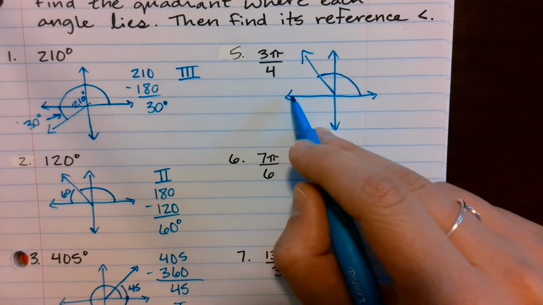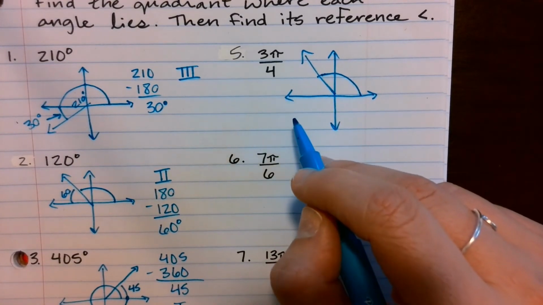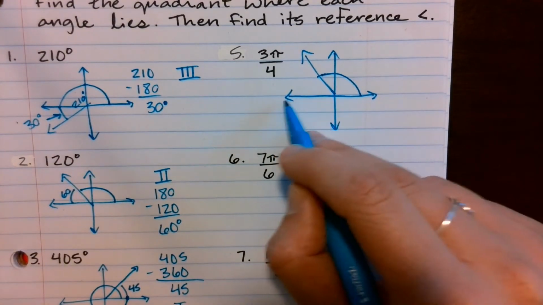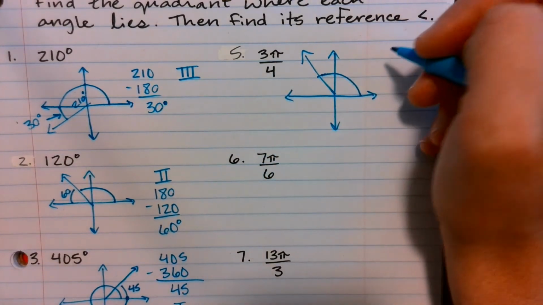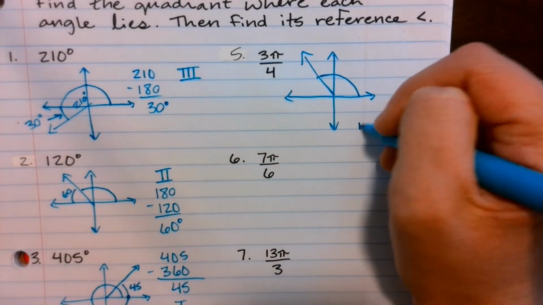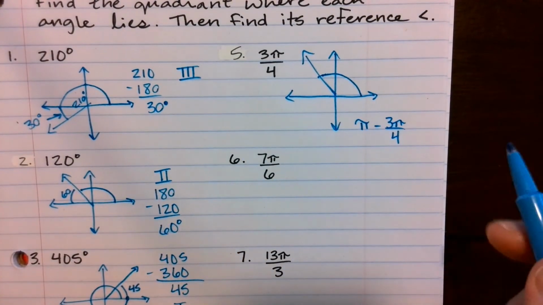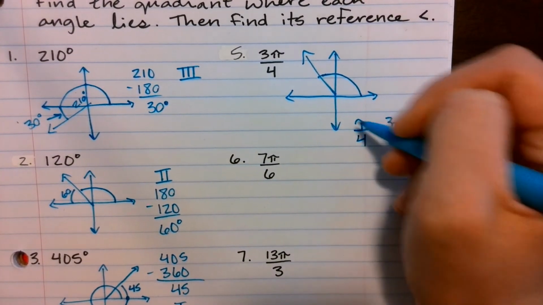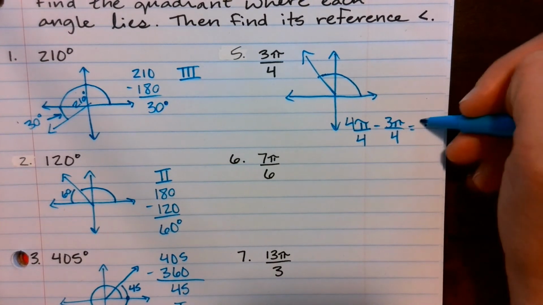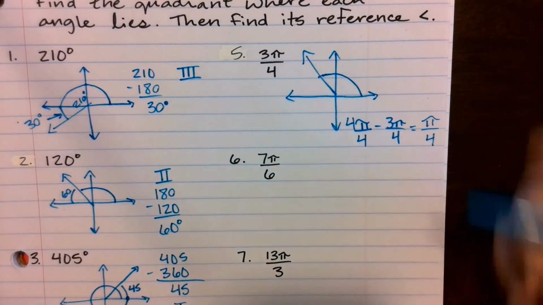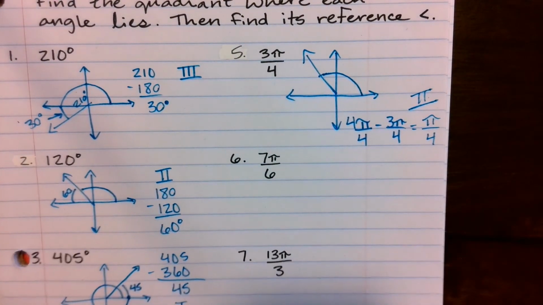And just like what we've been doing, whatever that x-axis angle is, we're going to subtract my 3 pi/4 from it. So my angle here is pi, and I'm subtracting 3 pi/4 from it. Which you can probably see at this point it's going to be pi over 4, but I do want to go ahead and get a common denominator, so multiplying it by 4 over 4, and then we can subtract and get pi over 4. So it was in the second quadrant, keep forgetting to do that. And the reference angle is pi over 4.